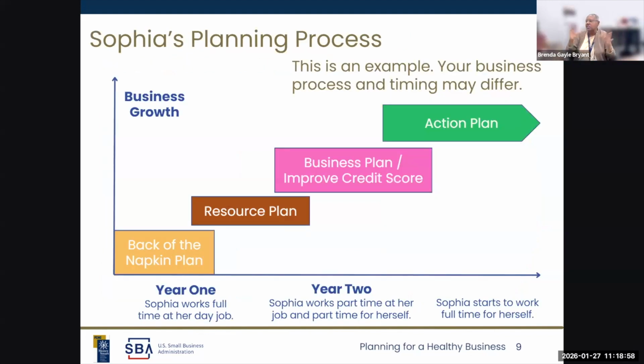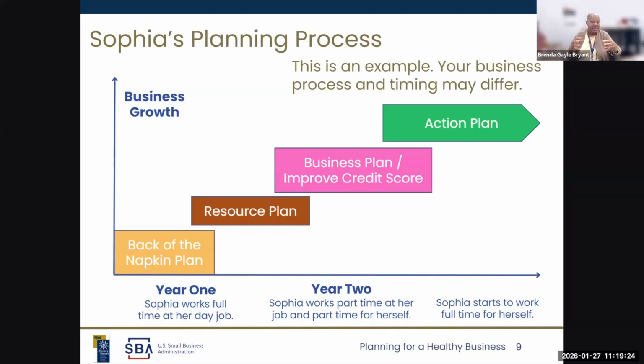So what Sophia says, oh, she's going to do this for her cell phone repair company, okay? So she's looking at a 2-year process. And so she's saying, well, here's my idea. Now that's starting at the very beginning. There's no growth in this business because there is no business yet. And then she's going to look at her resource plan.